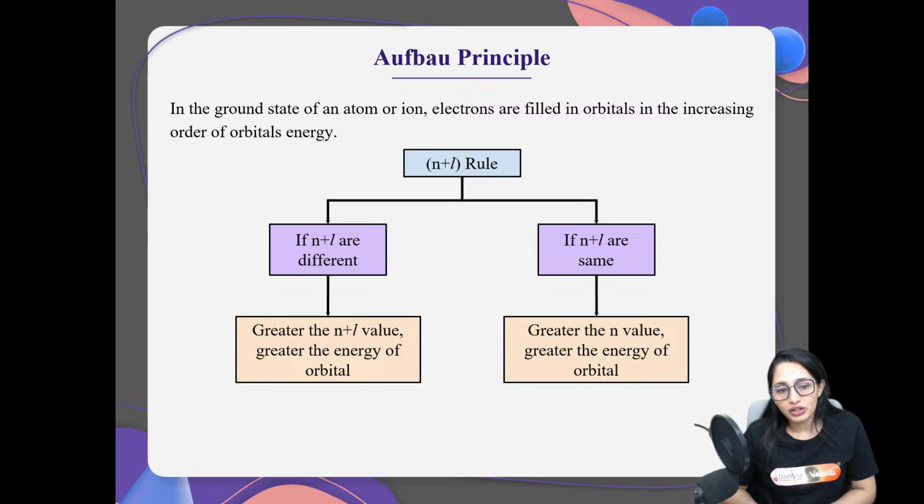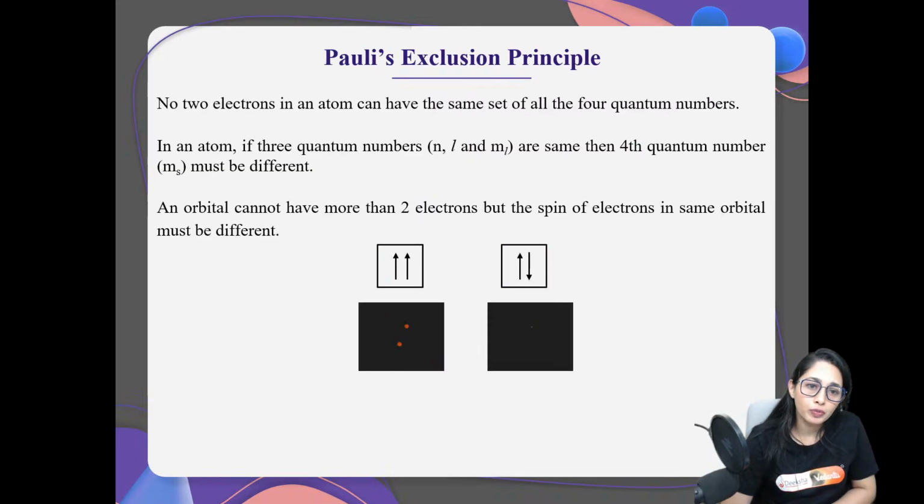The n plus l rule is there. If n plus l values are different, then the greater the n plus l value, the greater the energy of the orbital. If n plus l values are the same, then the greater the n value, the greater the energy of the orbital. Okay, this is nothing but the Aufbau principle.